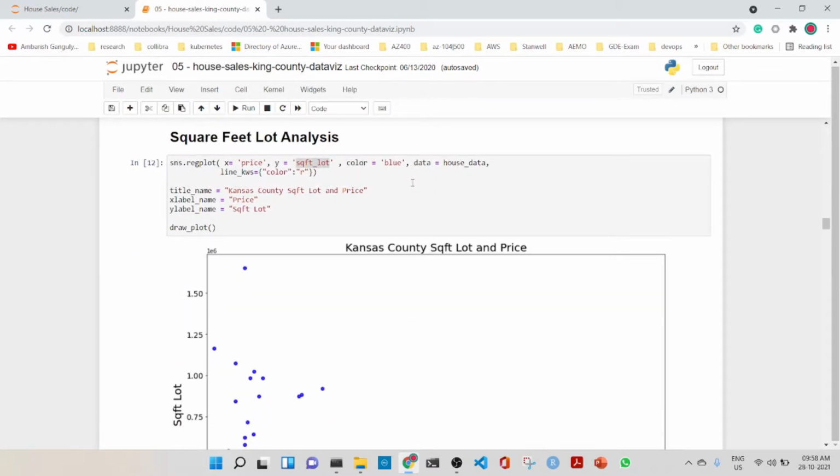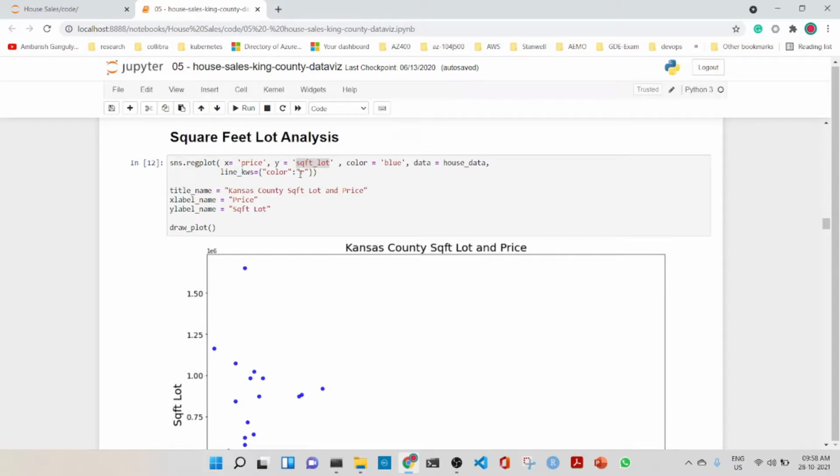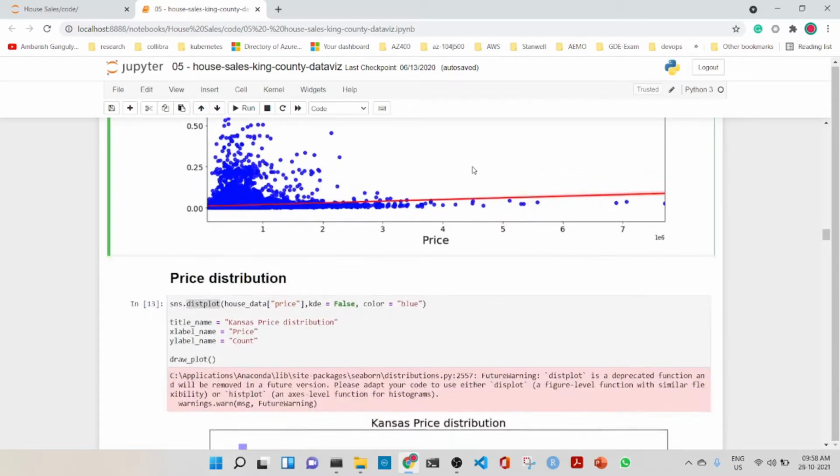Square foot lot analysis. What is the square foot lot analysis? We are doing a regression plot again with x as price, y as square foot lot. And the regression line is a red color, so that's why color is red. And we are using regplot.